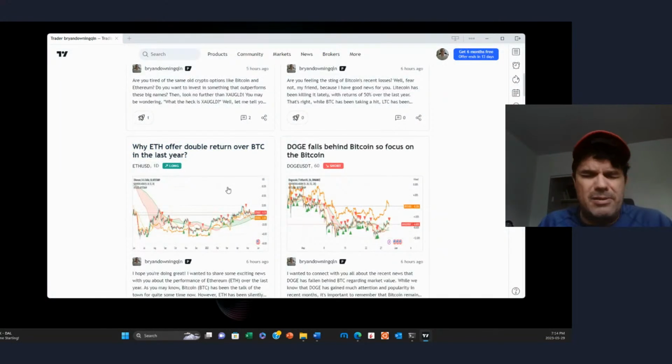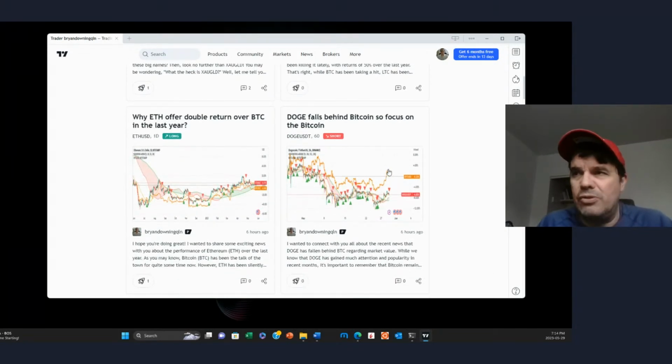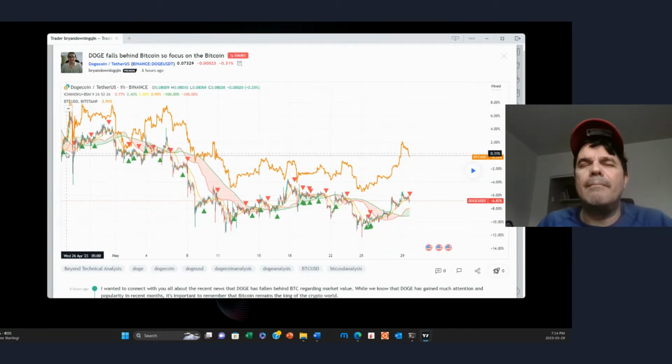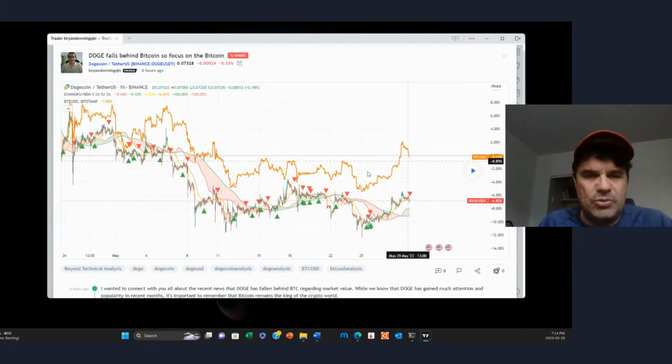And again, I'm not here to argue which crypto coin's better. I personally don't care. What I care about is which gives you the best performance, right? From a speculation point of view. Here's Doge. Look how bad Doge is doing. Again, this is over the last month, I think. So Doge is down 6.8%, while Bitcoin's at negative 0.22.